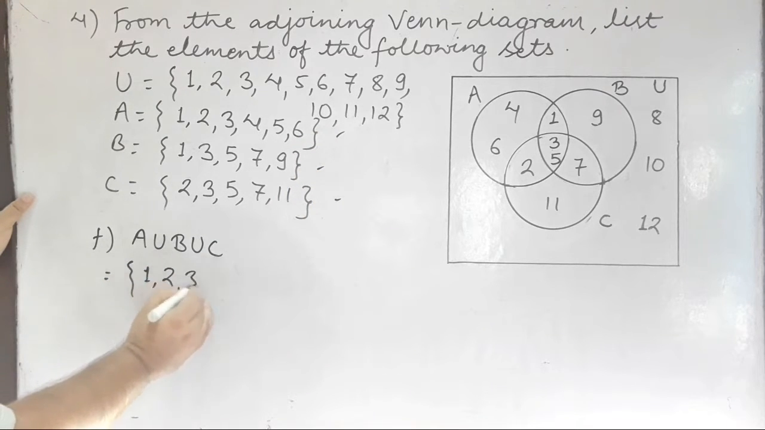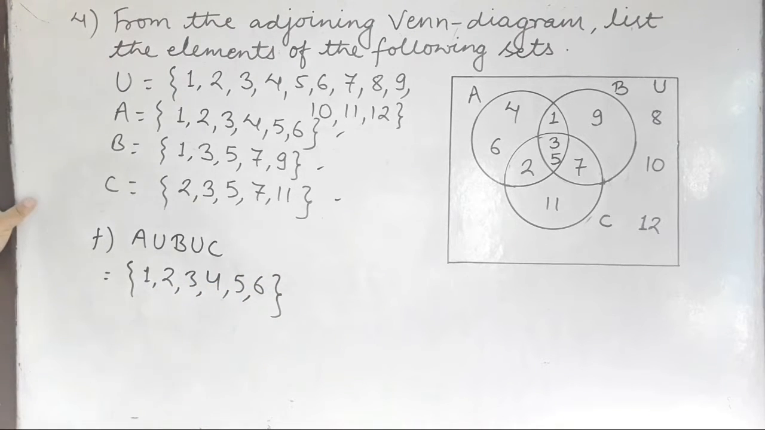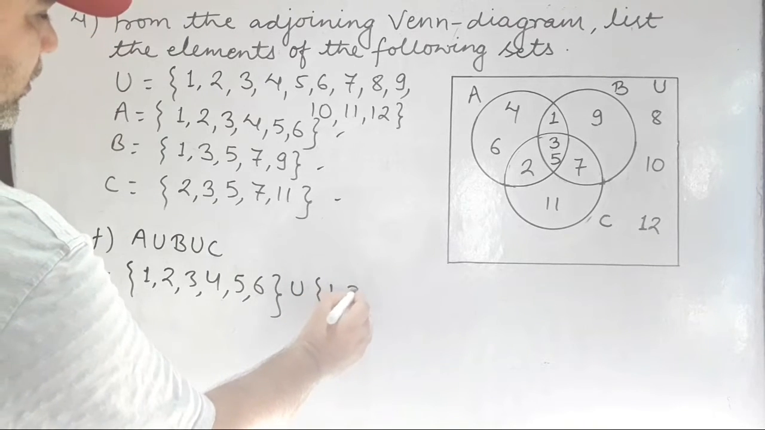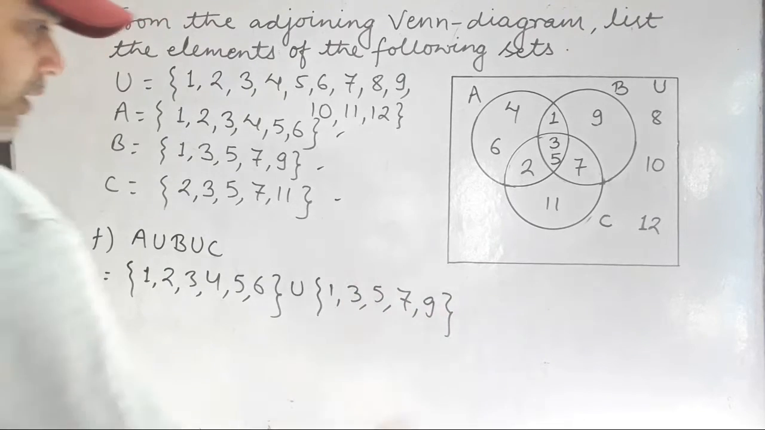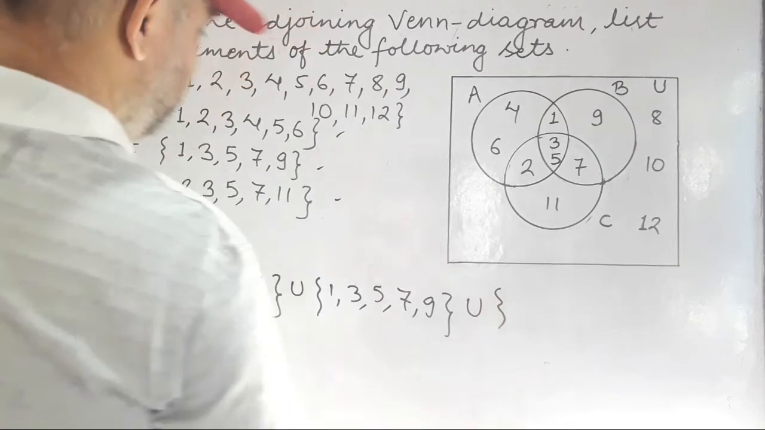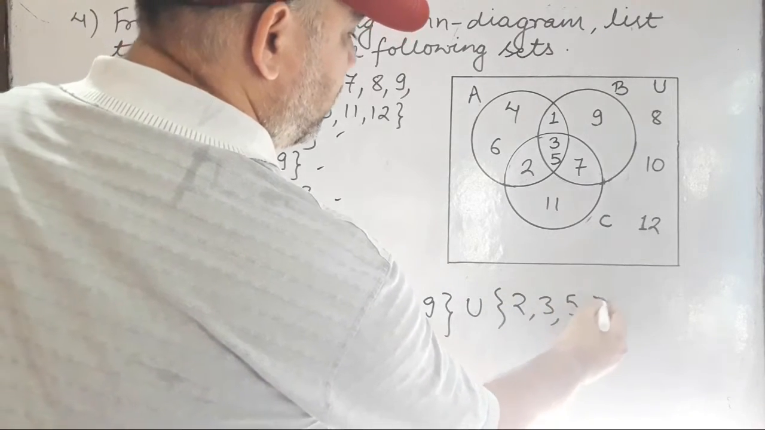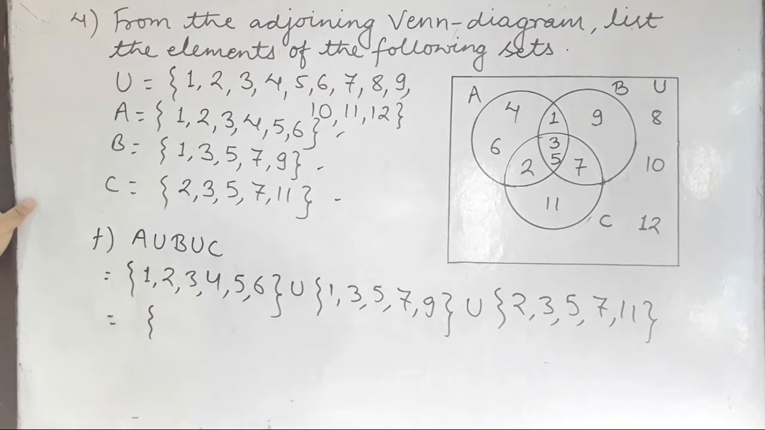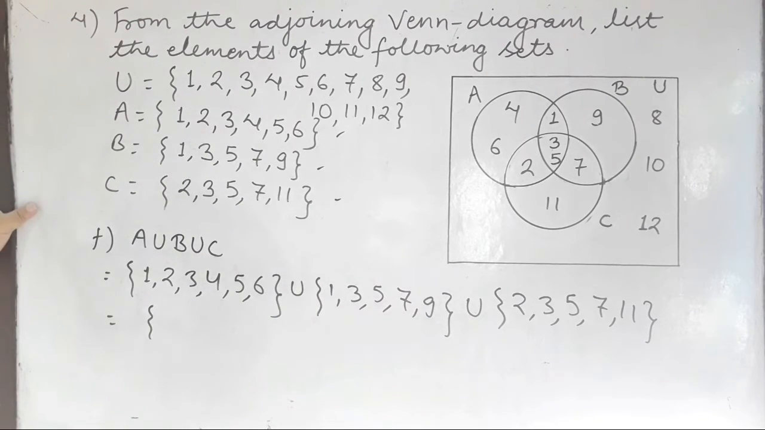1, 2, 3, 4, 5, 6. These are the elements of A, union the elements of B, 1, 3, 5, 7, 9, union the elements of C, 2, 3, 5, 7, 11. Equal to, write down all the elements. Since union is a set formed by writing all the elements of A union B union C.